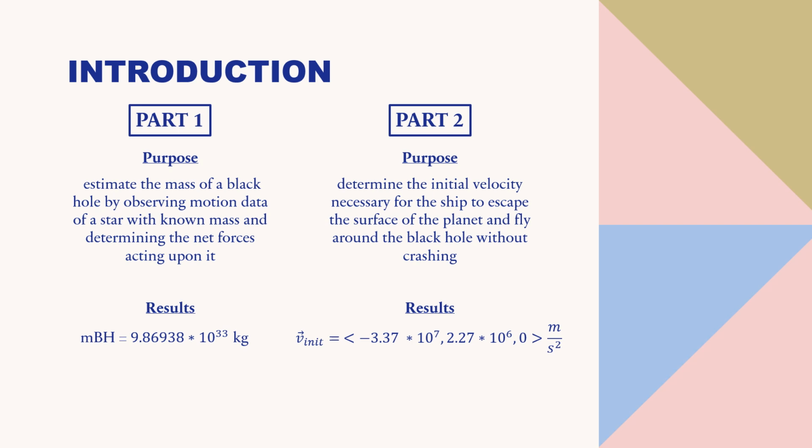The purpose of Part 2 was to determine the initial velocity required to escape a planet orbiting a black hole with the mass from Part 1 and fly around it without crashing into the planet or being sucked into the black hole. Through trial and error, I found that to be negative 3.37 times 10 to the 7th, 2.27 times 10 to the 6th, 0.